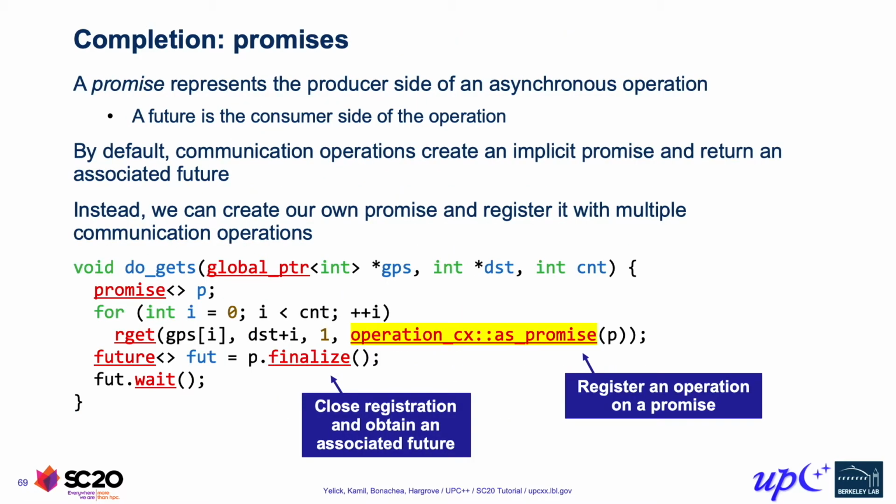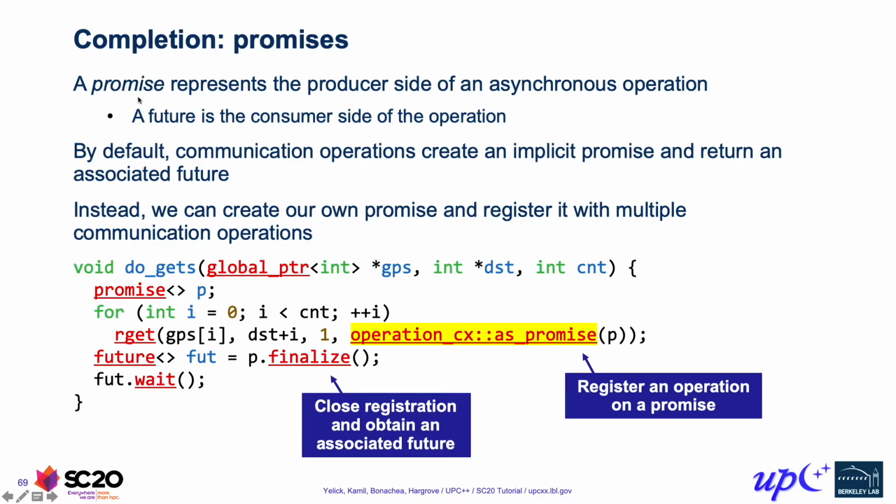So let's take a look at promises to begin with. For those of you who are familiar with C++ futures and promises, a future is the consumer end of the operation. So it's what receives the notification that the event has happened and that the values are ready.